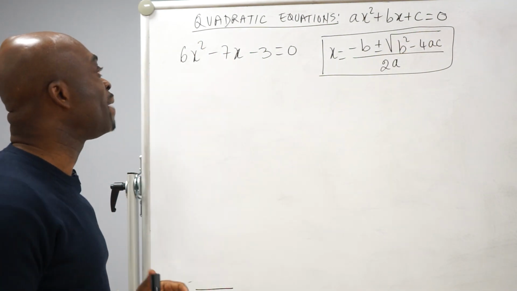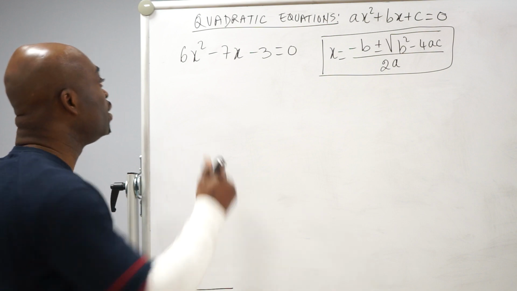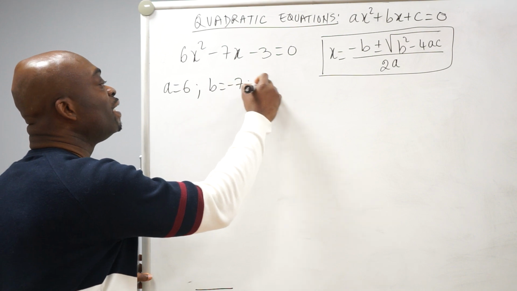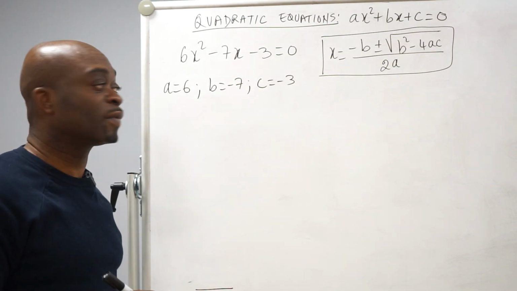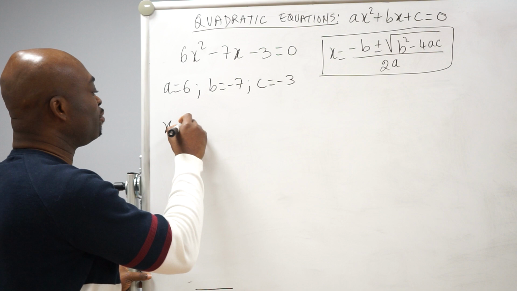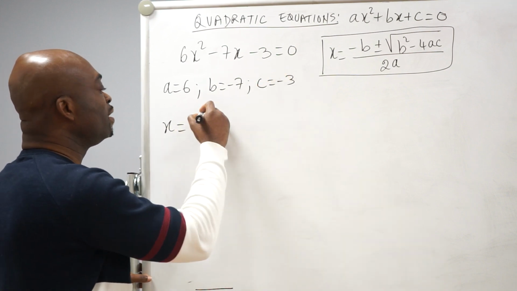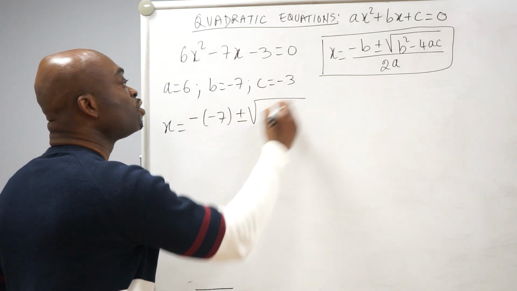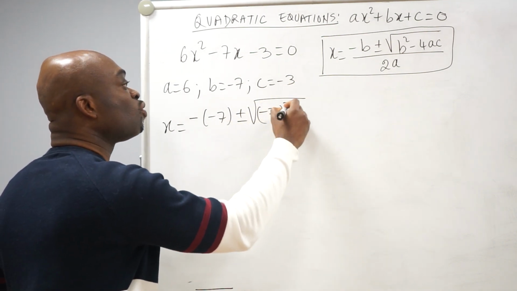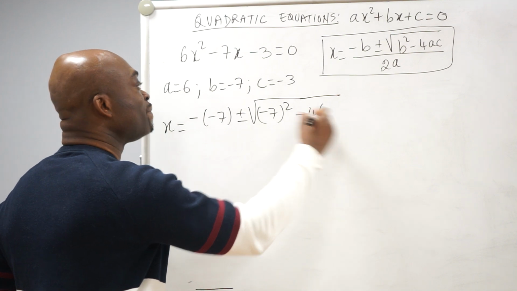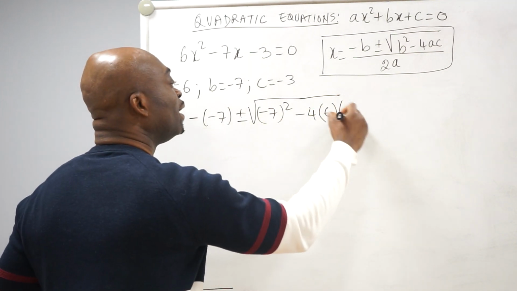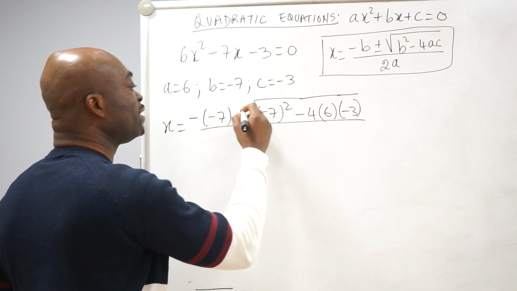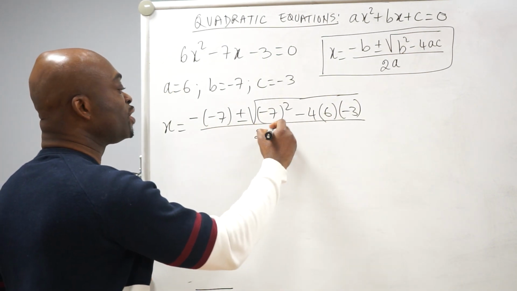So we have 6x squared minus 7x minus 3 equals 0. What is a equal to? a equals 6, b equals negative 7, and c equals negative 3. So we have x equals negative b, so it's negative negative 7, plus or minus the square root of b squared, that means negative 7 squared, minus 4 times a, which is 6, times c, which is negative 3. And this whole thing is divided by 2 times a, which is 6.